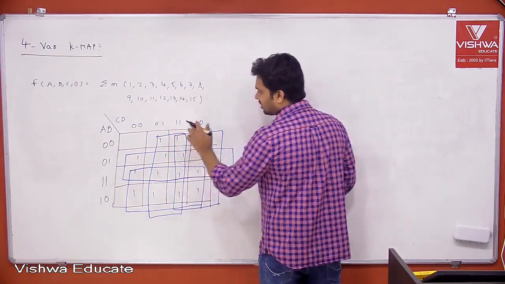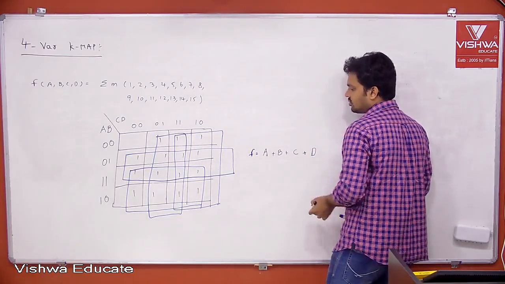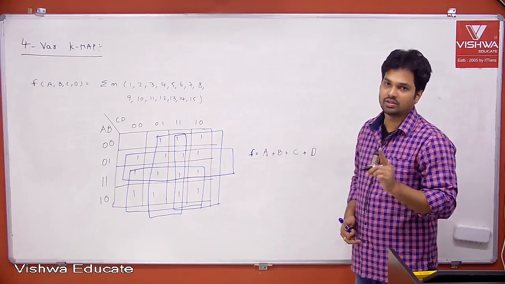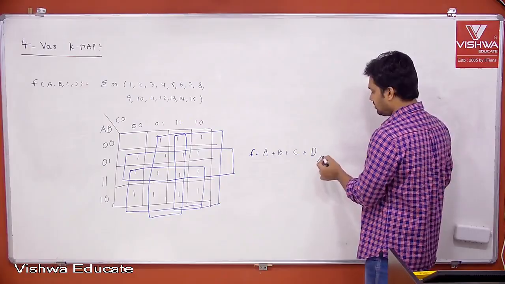Horizontally, what is common? 1 is common. That we call D. So what is F? F equals A plus B plus C plus D. Okay, so this is the minimized expression.